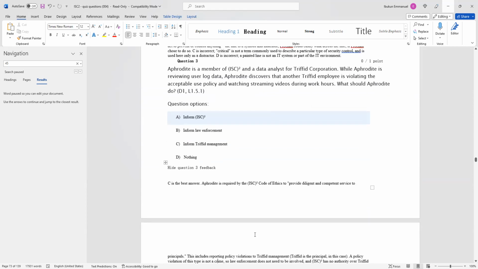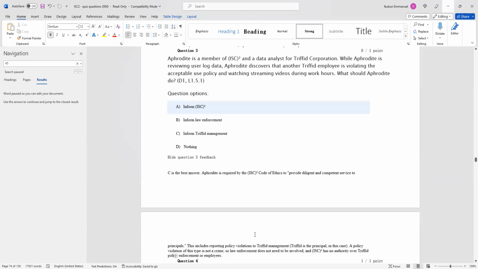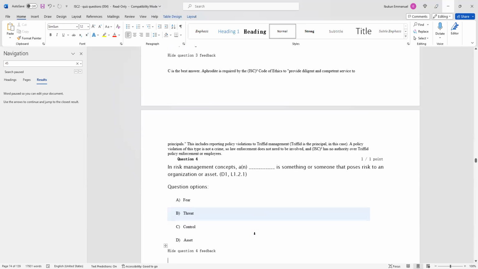XYZ is a member of ISC2 and a data analyst for an organization. While they're reviewing user log data, Aphrodite discovers that another employee is violating the AUP and watching streaming videos during work hours. What should they do? They should inform management rather than inform law enforcement, and they definitely shouldn't inform ISC2. And the best course of action is not to do nothing. So they raise the issue internally first, not externally.